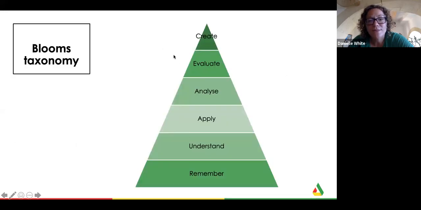Finally, what we're going to do in the session is have a look at this in relation to Bloom's taxonomy. So I just want you to have a quick look at this model, and I'm going to take you through this in the session.